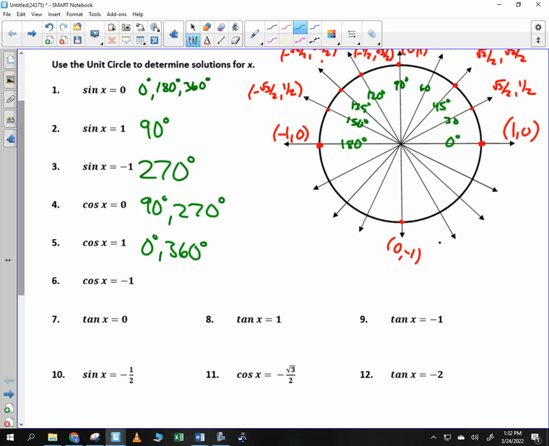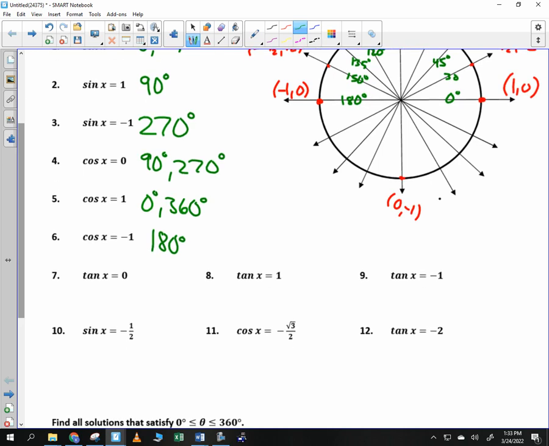Cosine is equal to -1. When is the x value -1? 180. Good. So you've dealt with sine and cosine. You've dealt with some of these kind of important values, and we could just kind of think of them. We don't need our calculator. No big deal. Uh-oh, tangent.